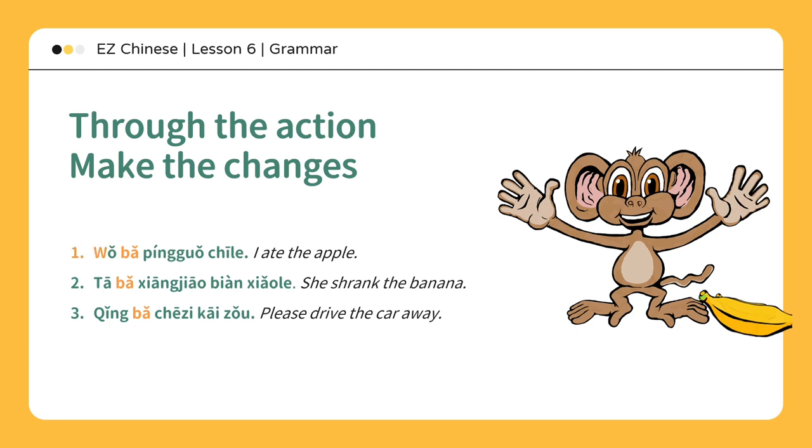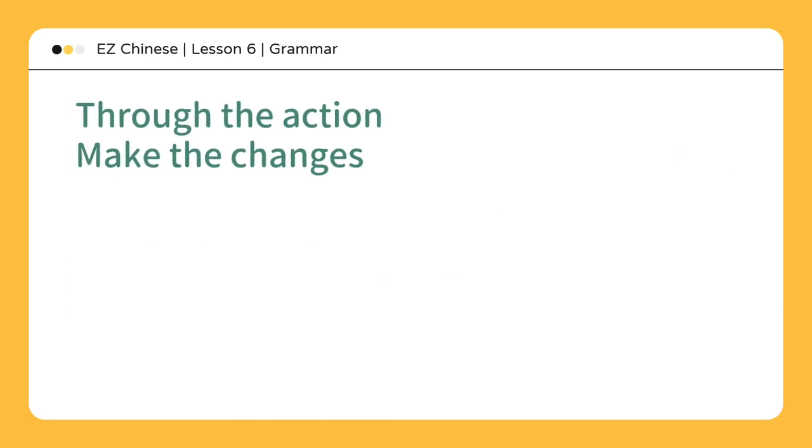我把苹果吃了。I ate the apple. 她把香蕉变小了。She shrank the banana. 请把车子开走。Please drive the car away. The result or influence of people and things. Other elements, the result caused by the action.